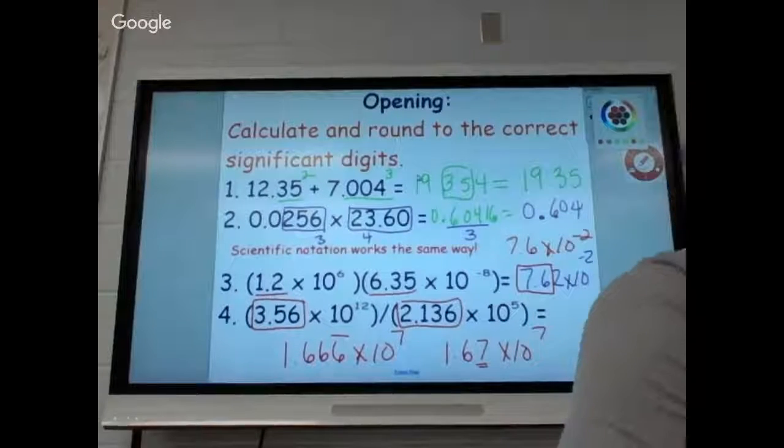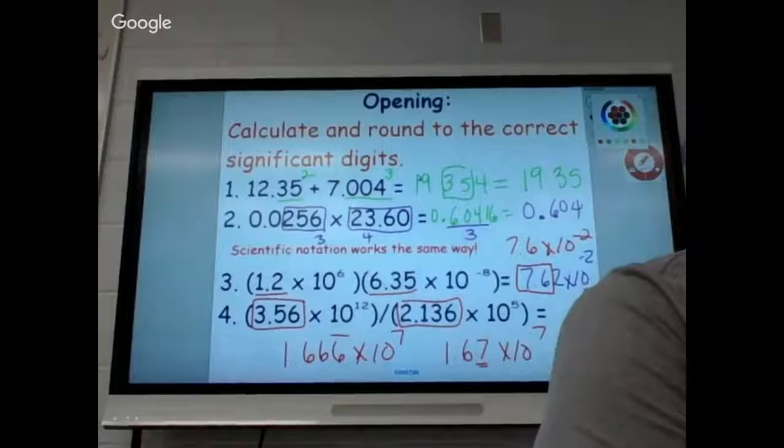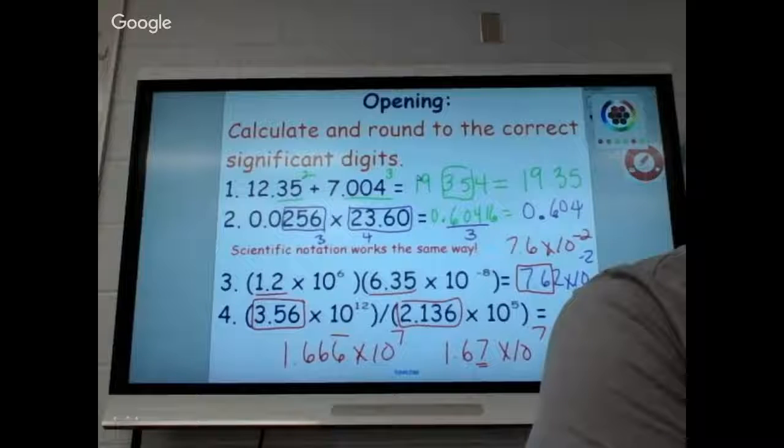Number 9, I rounded to 375.5, but if you left it at 375.4, that would be acceptable also. Questions about any of the ones that you added? Everybody good? Okay. Number 11, I rounded to 15. If you left it at 14, that would be fine.